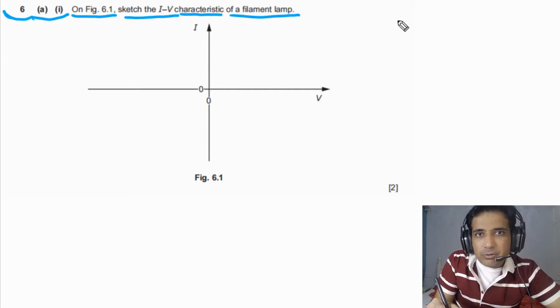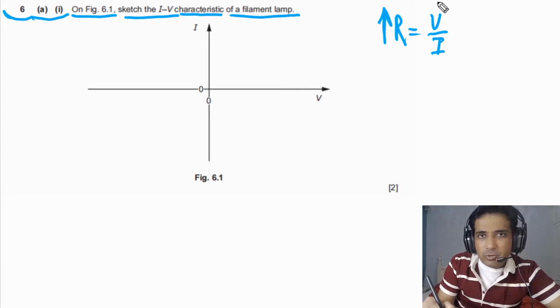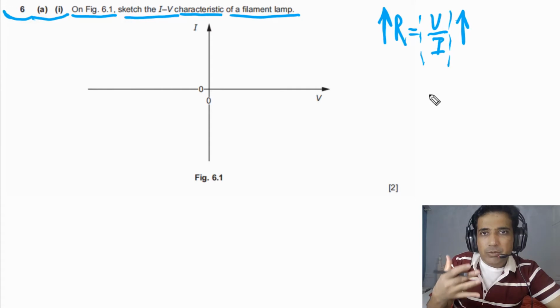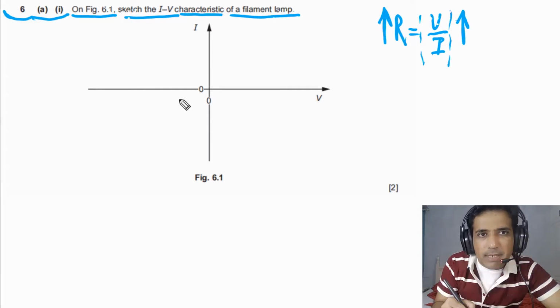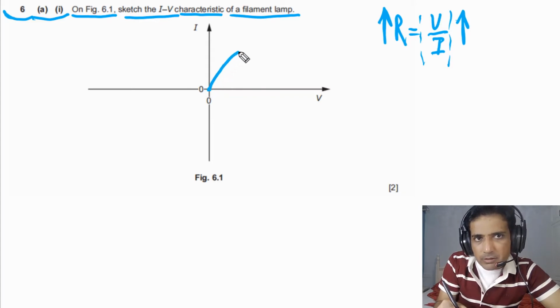We also need to understand resistance is equal to V over I. If resistance increases with voltage, it simply means that the ratio between V and I also has to increase with voltage. Now let's try to sketch the IV curve using these concepts. We have discussed that as V increases, resistance increases. It simply means that the gradient of the curve has to decrease with increase in V.